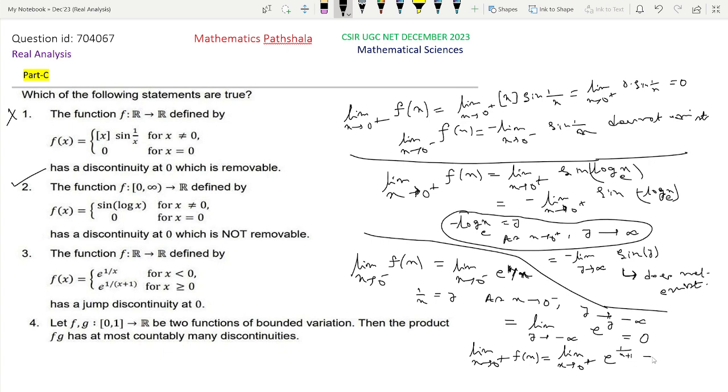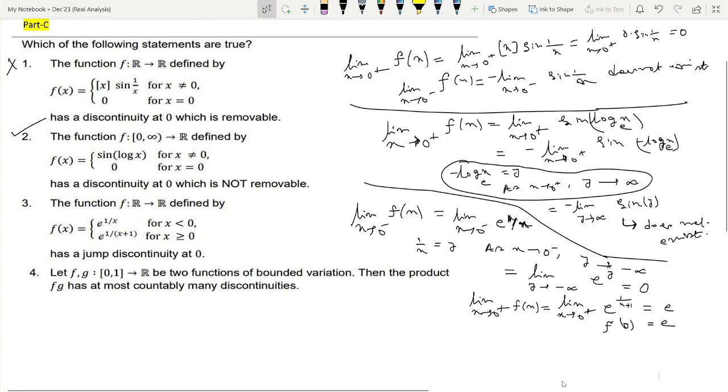So as x tends to 0 plus, this is e to the power 1 by 0 plus 1, that is e only. Also we have f of 0 equal to e to the power 1 by 0 plus 1, that is e. So here when x tends to 0 minus, this is 0, and when x tends to 0 plus or x equal to 0, it is e.